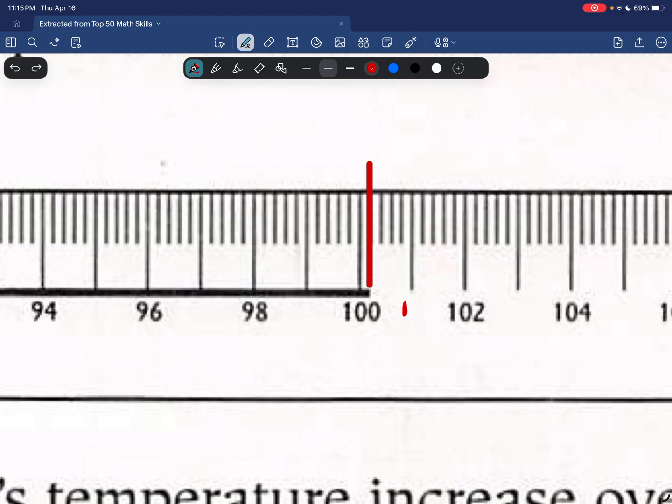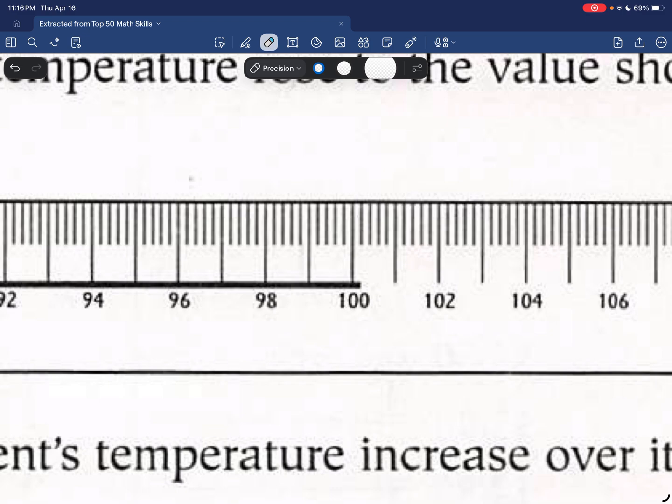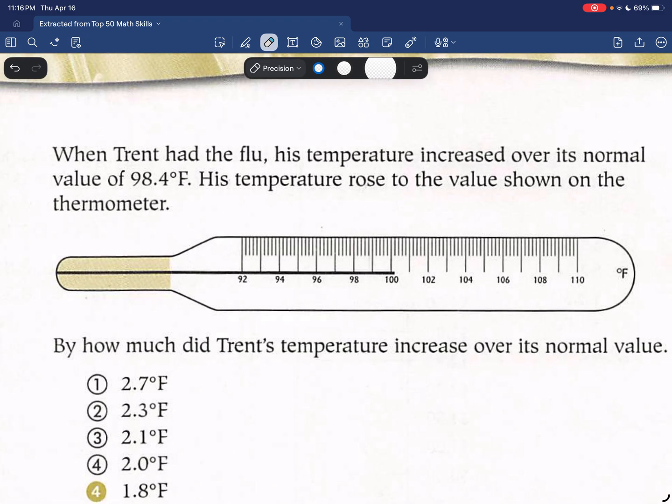And that interval, that's 1 degree, it is divided into 1, 2, 3, 4, 5 sections. So that 1 degree in there is divided by 5, and that is going to give us 0.2 for every one of those. So this is looking like 100.2 degrees. So his temperature has risen quite a bit.